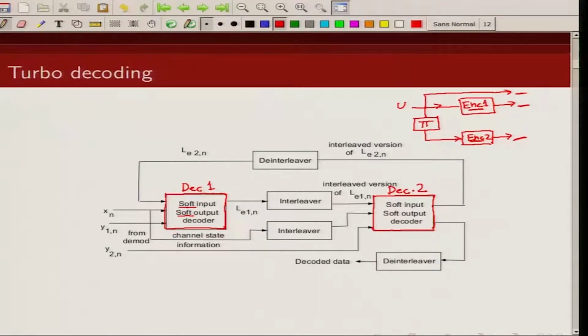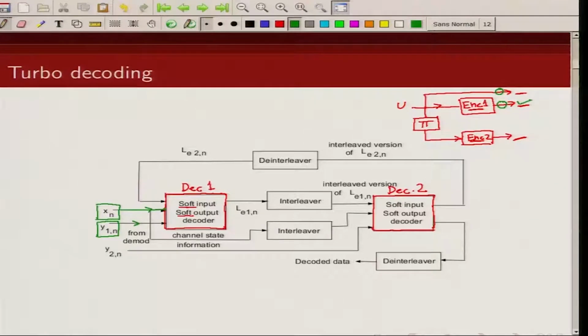What are the inputs to decoder 1? To decoder 1, I should be sending the received information bits and the received parity bits. That is what I am sending here. You see here I have written xn, which is my received information bit, and y1n, which is my received parity bit corresponding to encoder 1. So these are the two inputs to decoder 1.